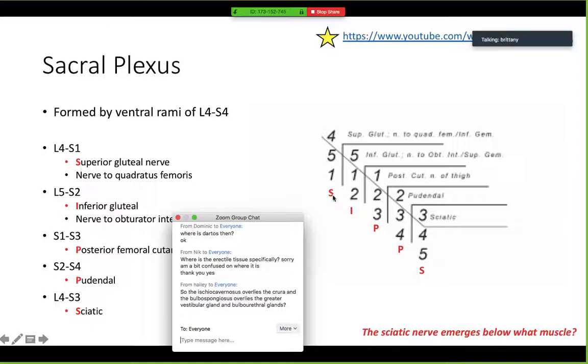Okay, and then underneath of it, you're going to write SIPS, and that gives you the names of the nerves. So S for superior gluteal, I for inferior gluteal, and so on.